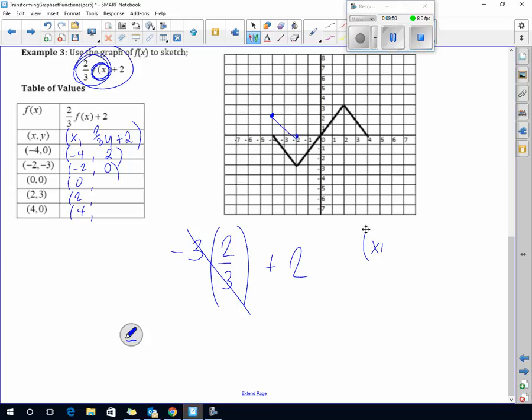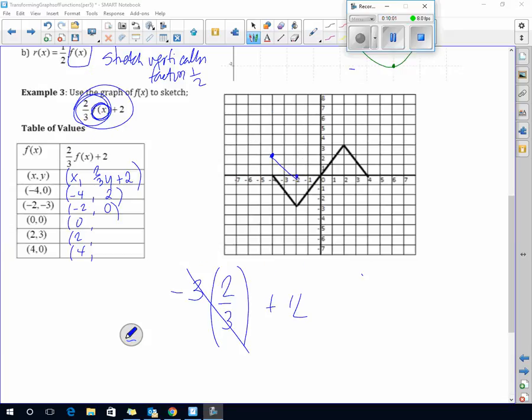Wait, so I'm back to, I thought it's negative 2, 0. Let's go back to 0, 0. If I multiply 0 by 2/3, I get 0, and then I add 2, I get 2. So now this is going to go like that. 3 times 2/3. You see you can cross cancel. What are you left with? 2. 2 plus 2 is 4. 2, 4. Okay, and then 0 gets multiplied by 2/3. 0 plus 2 is 2. So we get 4, 2.